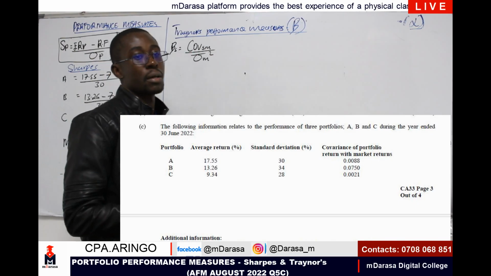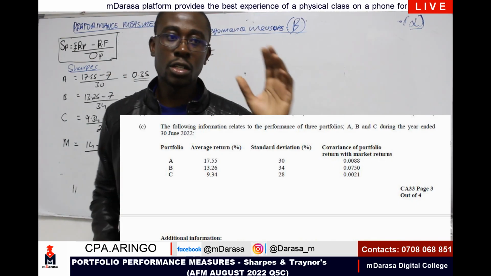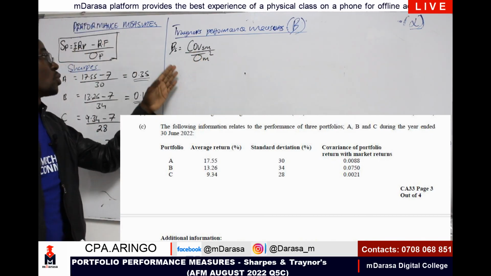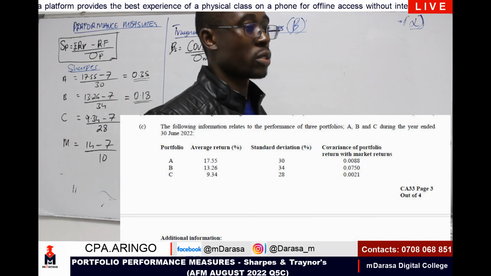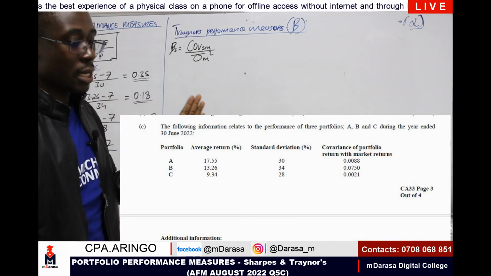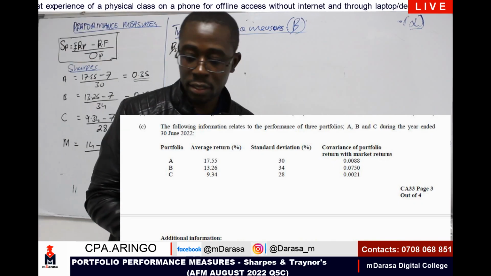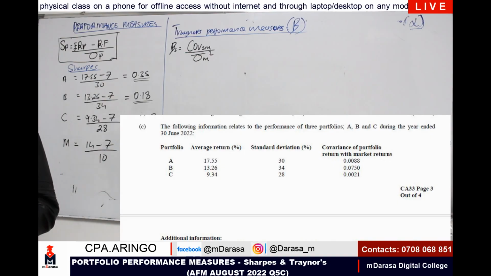Remember when you're looking at the capital asset pricing model, CAPM, I'm very sure we had looked at this. So it is very important for you to always be able to identify such variables. In this context, we've realized that the examiner has not given us beta, but we are given the covariance of the portfolio return with the market return.